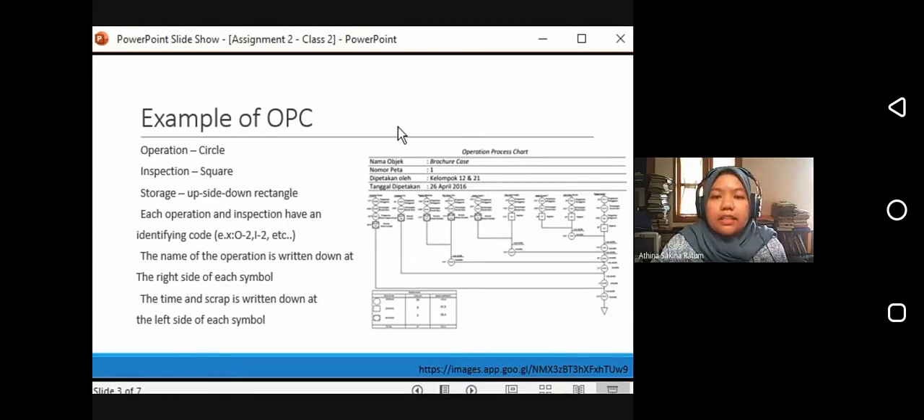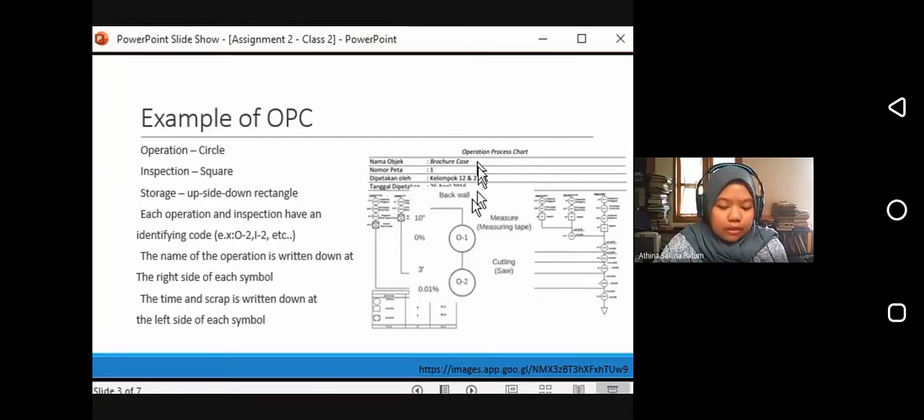And what if, let's say, there is a combination operation, like inspection and also operation? How about the numbering? The numbering then would be two identifying codes. Let's say if it's operation number 5 and inspection number 2, then inside the circle and inside the rectangle would be two numbers, O5 and I2. And then you need to write down the name of the operation at the right side of each symbol.